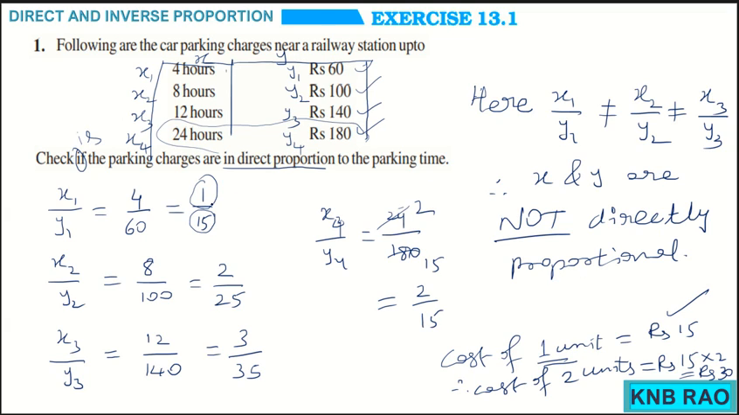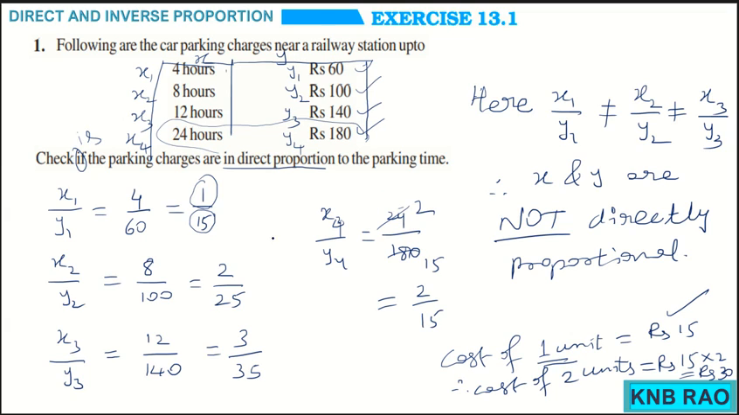You could observe that when the cost of one unit is 15 rupees, the cost of 2 units is supposed to be 30 rupees. If it would be, similarly cost of 2 units here 30, cost of 3 units 45, then it would have certainly been called that they are directly proportional.